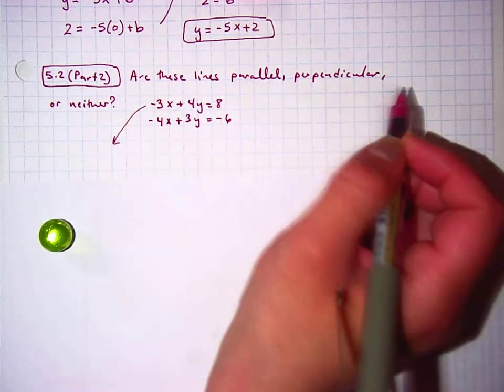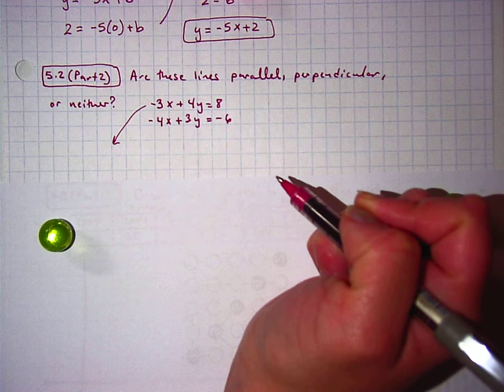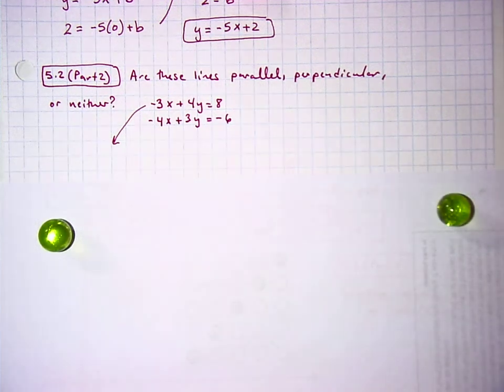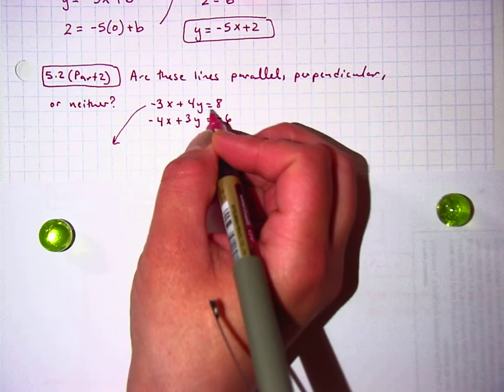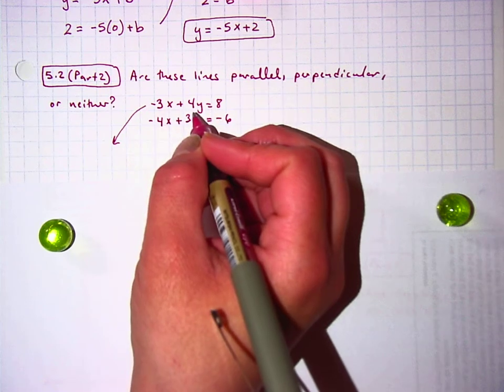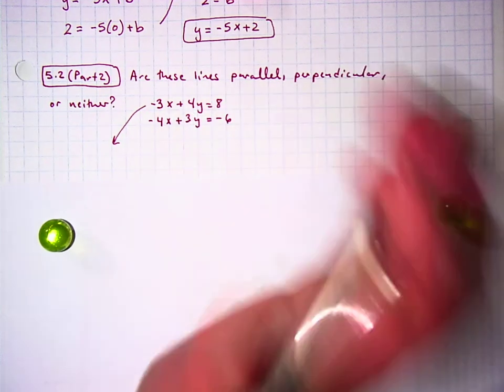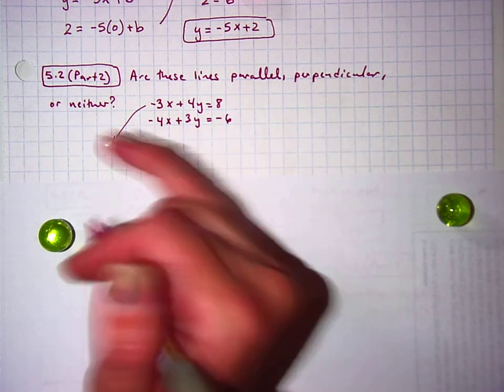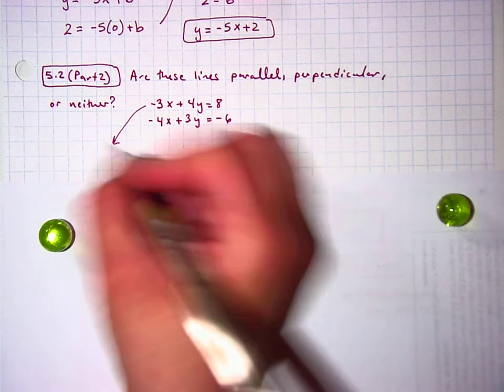Okay, so to figure out if these lines are parallel, perpendicular, or neither, you should pause it. If you haven't paused already, pause and try the problem out. Okay. So what you have to do is essentially make it look like y equals mx plus b to compare the slopes. And if the slopes are the same, they're parallel. Opposite reciprocal for perpendicular, or neither means neither one.